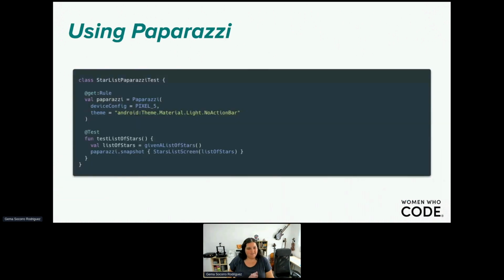And here is how you can use Paparazzi. It's super easy. You just have to tell it which is the device you're going to use to check. It has some predefined devices like Pixel 5, or you can also configure the device you want with the filters you want. And then you just have to call paparazzi.snapshot and take the snapshot of, in this case, the composable.